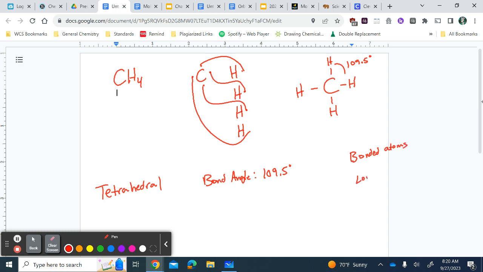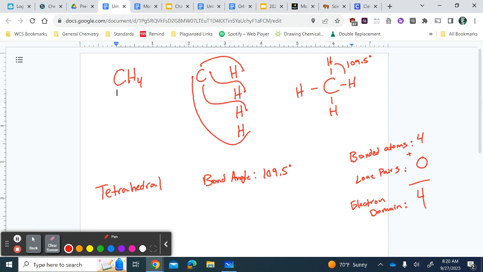We can go through our same amount of bonded atoms, lone pairs, and electron domains again. So in this case, our carbon molecule has 4 hydrogens attached to it, so we're going to say there are 4 bonded atoms. Our carbon molecule has 0 lone pairs. There are no dots around the carbon once we make all these chemical bonds. So our total amount of domains, 4 plus 0, means we have 4 total electron domains.